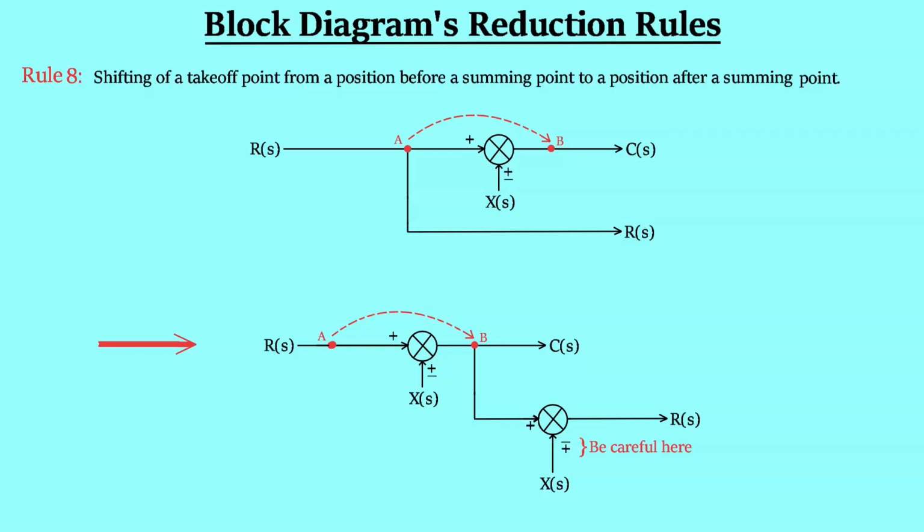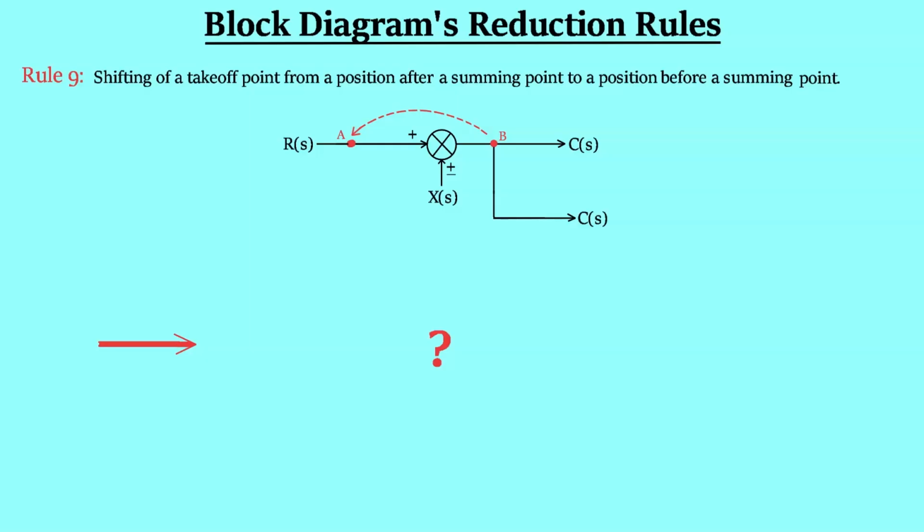Observe this rule very carefully, as for the next rule, you have to draw the complete resultant block diagram yourself. Try to take active participation in the lectures. Don't watch lectures as if a movie is going on. The rule 9 is shifting of a takeoff point from a position after a summing point to a position before a summing point. Try to find the answer yourself within 30 seconds.